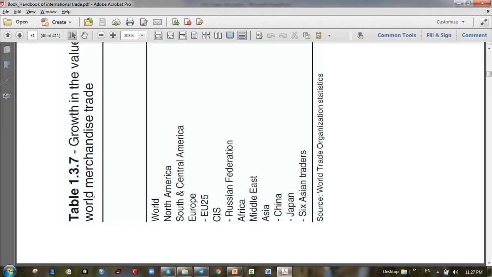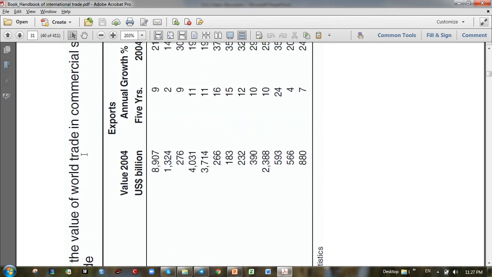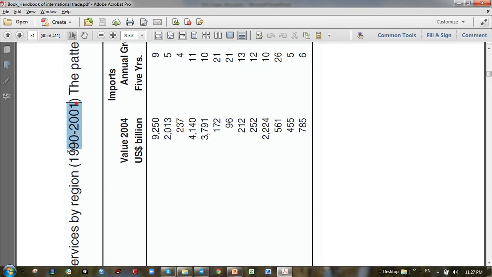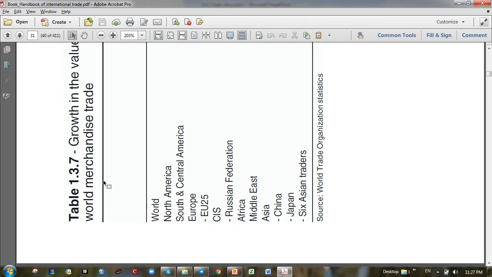North America. Under North America, you have table 1.3.7. Growth in volumes of world trade in commercial services by region. This is during a period of years, and the pattern of world trade, world merchandise trade. So we have world, have region, and under Asia, they also list two key country players, China and Japan.